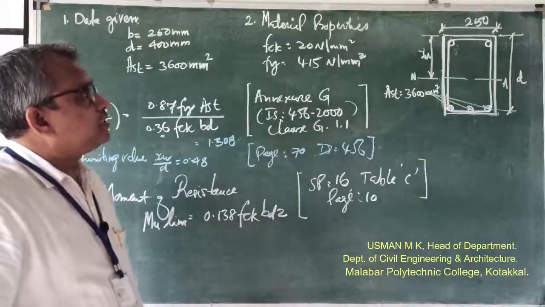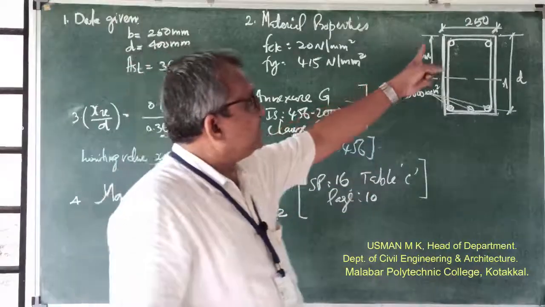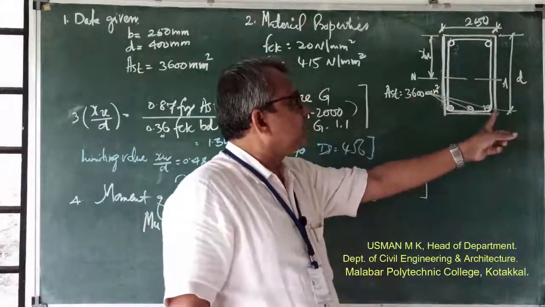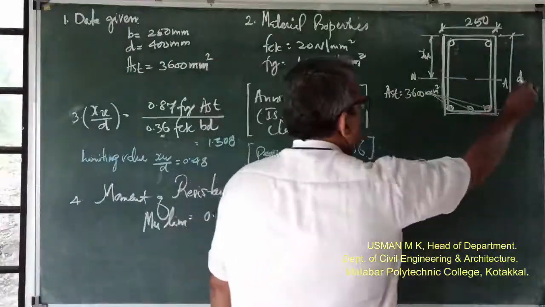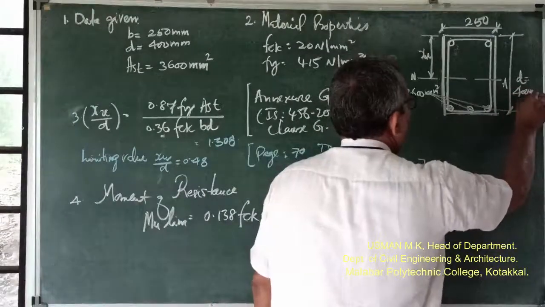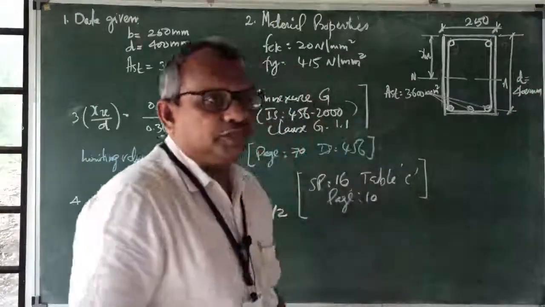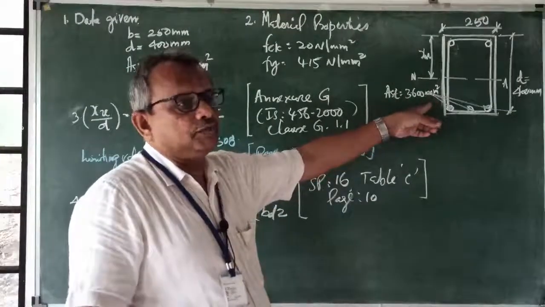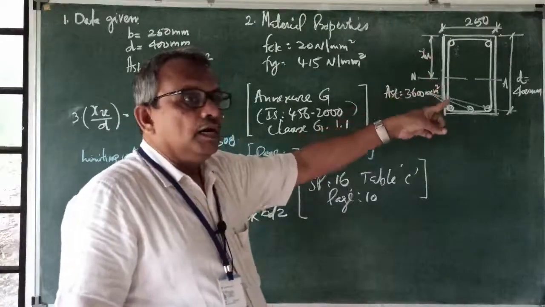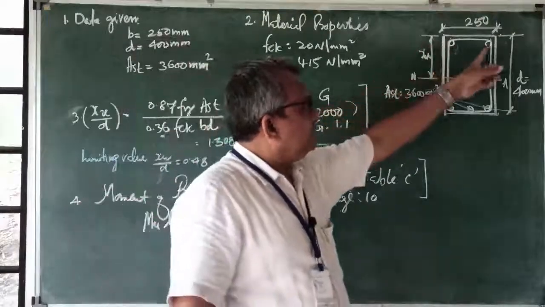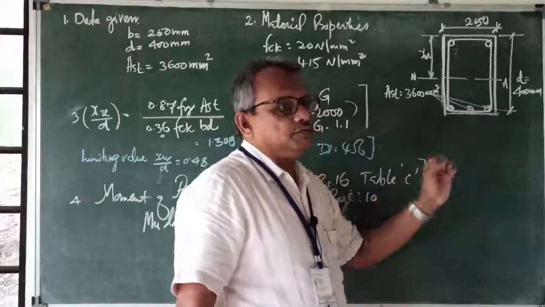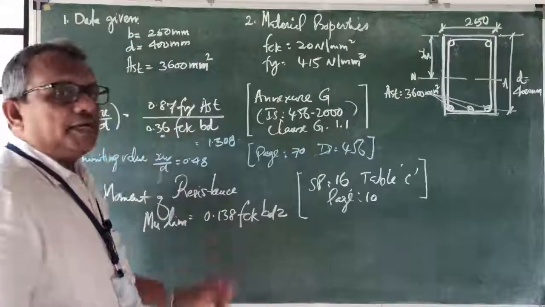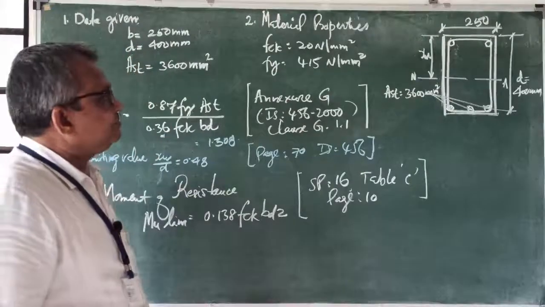A singly reinforced beam having breadth 250 mm and effective depth 400 mm. Small d, effective depth d is equal to 400 mm, is reinforced with AST is equal to 3600 mm squared. That is the area of the steel given. So these are the data given: breadth of the beam, effective depth of the beam, and the area of steel. So that is the first step. Data given B, D, and AST. That is given in the question.